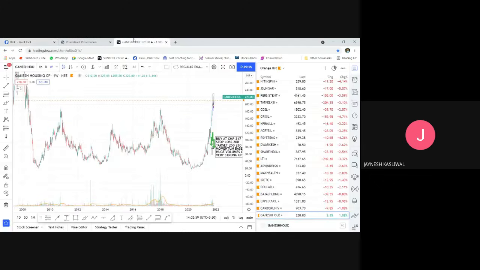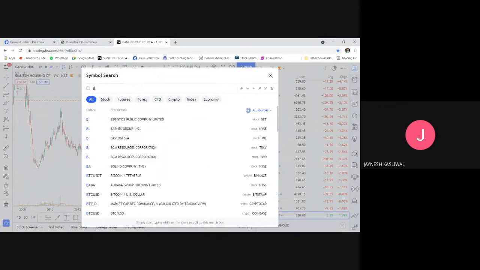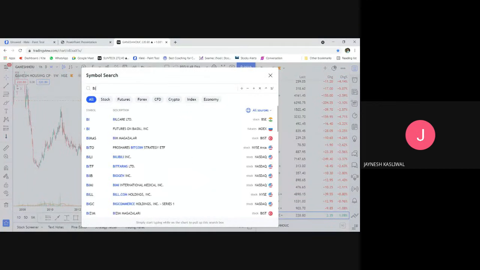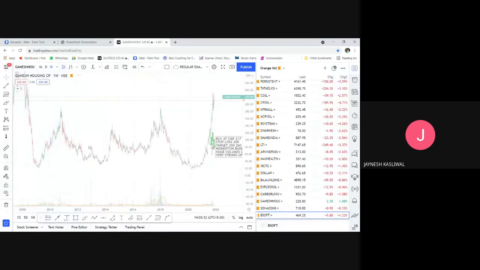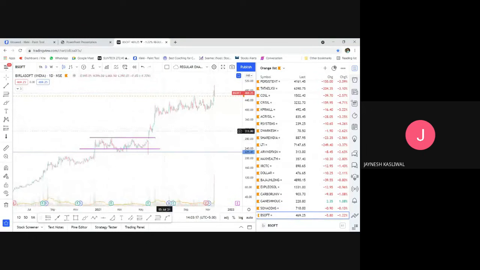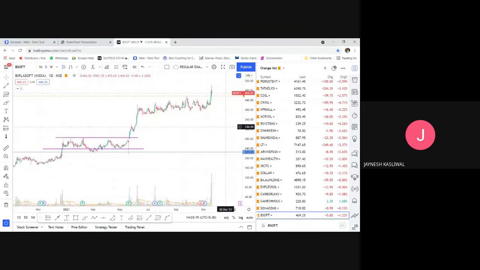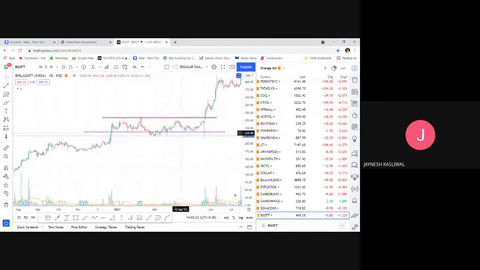So how can we plot it in the TradingView platform? I'll just open one chart of Birlasoft which recently broke out. So in this chart we can clearly see on this area, these are the points.